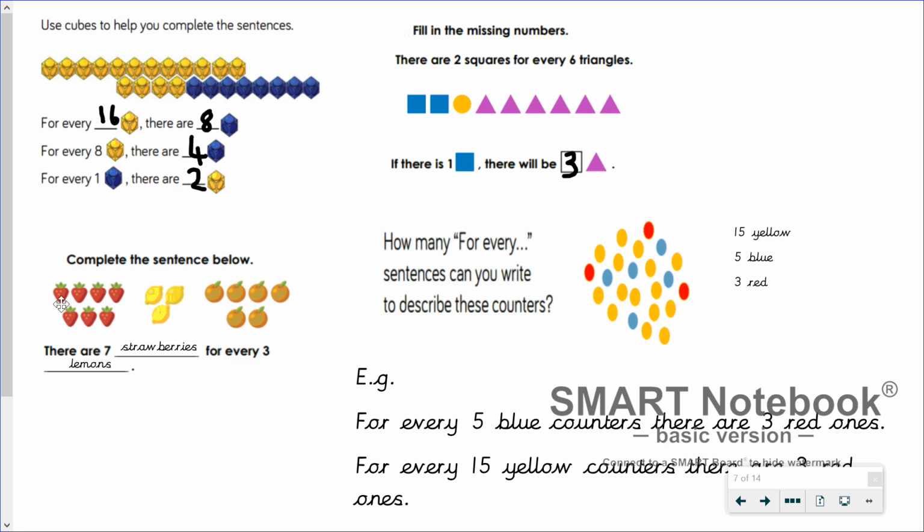Then for every 7 strawberries, because that's the only one with 7, there were 3 lemons, which is the only one with 3. There are 2 squares for every 6 triangles, which means if we take 1 square, we're cutting this side in half, so we cut this side in half. So for every 1 square, there'll be 3 triangles.